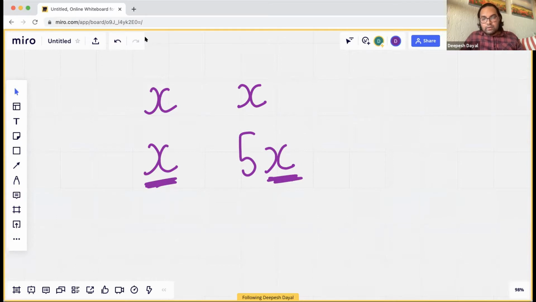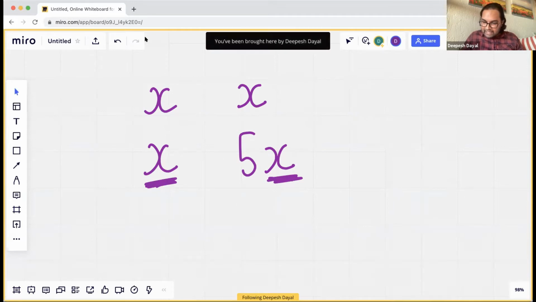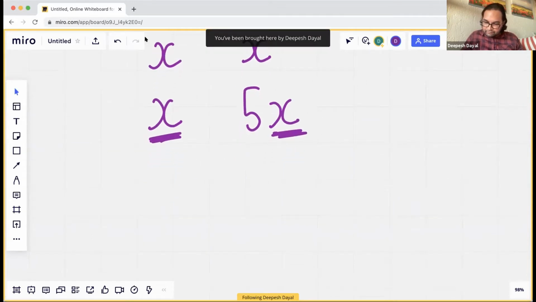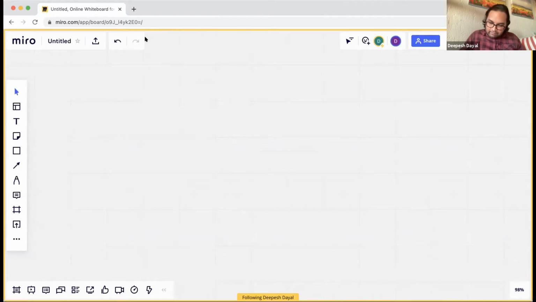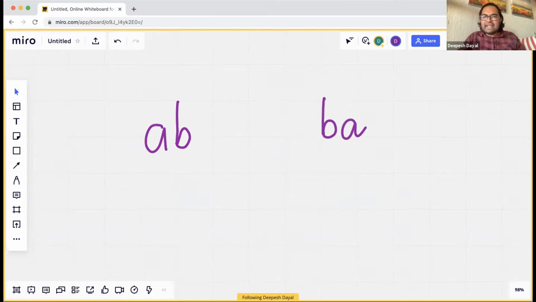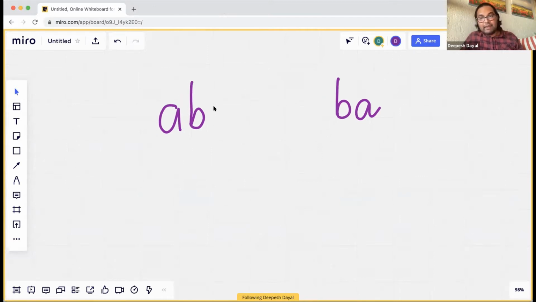Okay, so another confusion that students have is sometimes we get terms like, say, for example, AB, and we have BA. And sometimes students say, no, these are not the same. But they actually are, because AB means A times B and BA means B times A. So they are exactly the same, AB and BA.